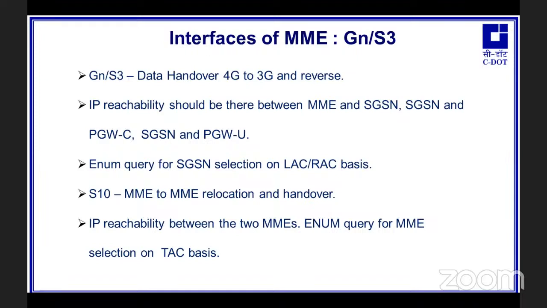On the basis of that, the SGSN will be found out. Then the S10 interface, for MME to MME handover, will be required, and the IP reachability between the two MMEs will be required. And the MME to MME handover needs the ENUM-based query on the basis of TAC. When we are talking about 4G, all the queries will be TAC based, and when we are talking about the queries for 3G and 2G, it will be LAC or RAC based.